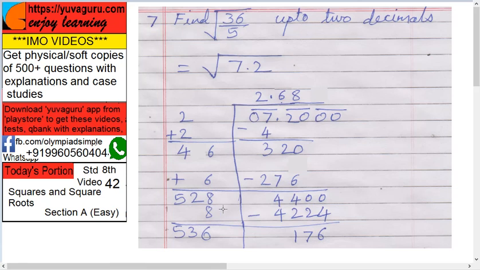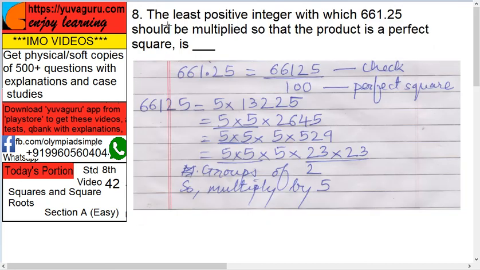Sure, luckily you got it, but somewhere you may not get it. So just try 527 then, 529 then, whatever it is. But generally this gives you the range where you have to try. Okay, so you get 2.68. So that is the required answer. Up to 2 decimals only it's required.